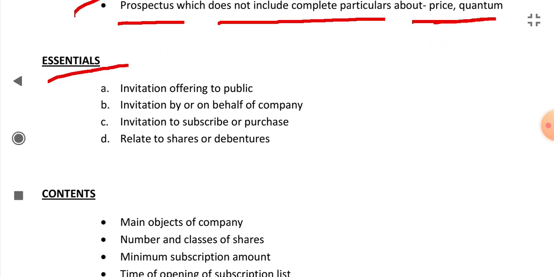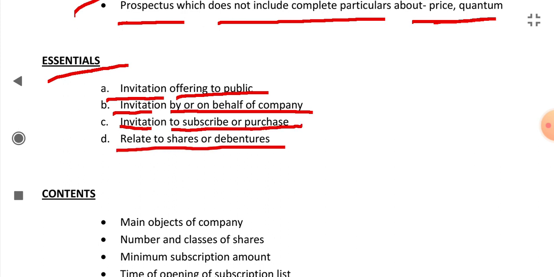What are the essentials of a prospectus? The prospectus contains an invitation offering to the public. The invitation is by the company or on behalf of the company. The invitation is to subscribe or to purchase, and the invitation is related to shares or debentures. These are the essentials of a prospectus.